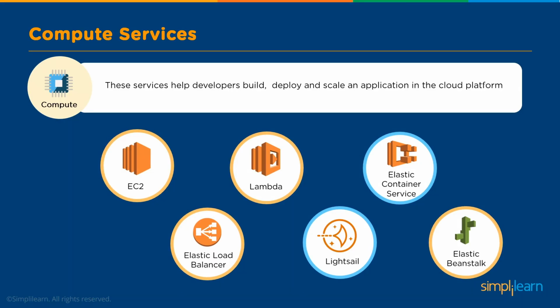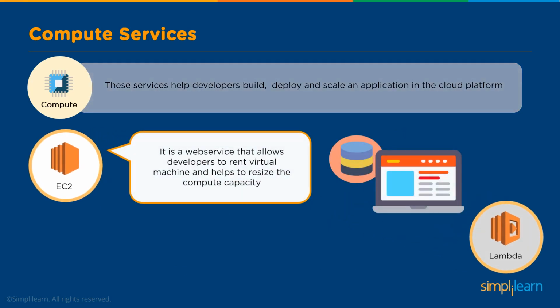These are the services which lie in the compute section only. One of the most widely used services within the compute section is EC2, which stands for Elastic Compute Cloud. It is a web service that allows developers to rent virtual machines and helps to resize the compute capacity. So here you can run the virtual machines and you have the privilege to select the type of operating system that you want to run on your instances or on your virtual machines.